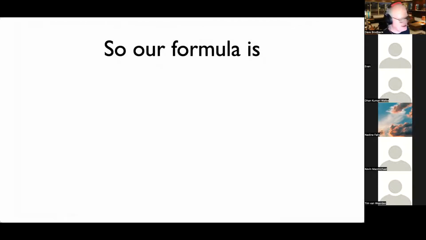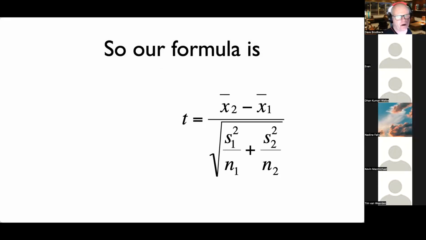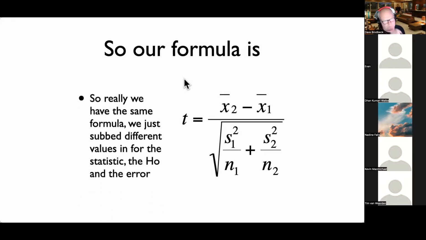So now our formula is this: X bar 1 minus X bar 2 over the square root of S squared sub 1 divided by N1 plus S squared sub 2 divided by N2. Then we take the square root of that whole quantity. That's this here. So again, it's still the same formula.